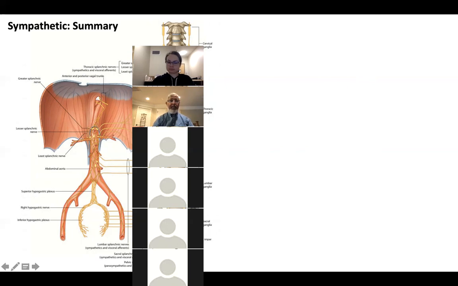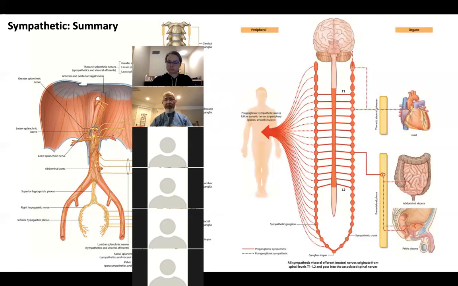instead of synapsing here, they go, you see, they don't synapse in this ganglia, they go directly through the ganglia and they synapse. This is the aorta, right? In front of the aorta, celiac trunk, superior mesenteric, inferior mesenteric, they synapse with those ganglia and they provide nerve supply to the viscera, abdominal viscera.